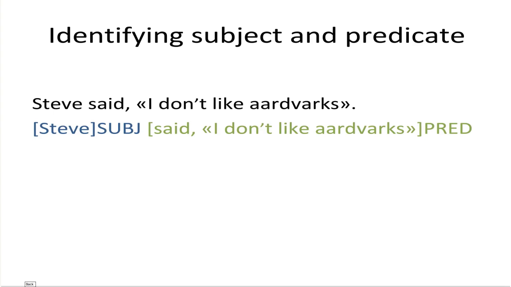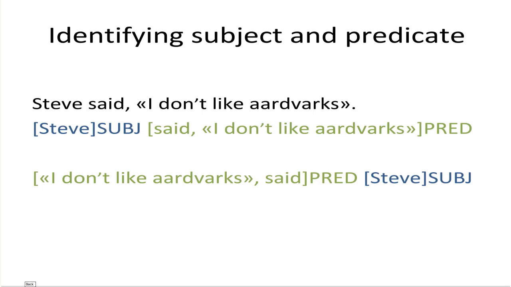But in sentences like this one, you often get a different order of the elements, like this. "I don't like aardvarks," said Steve. Now, it's important to remember that it's not the position in the sentence that makes something a subject or a predicate. It's the job that it's doing in the sentence. Steve is still the thing that the rest of the sentence tells us something about here. So Steve is still the subject, even though he's not in the first position of the clause, but at the end.